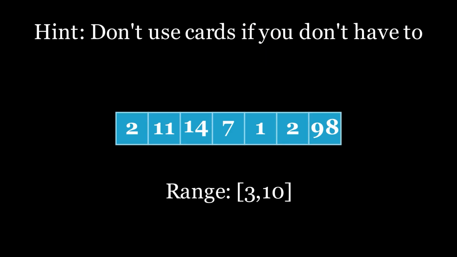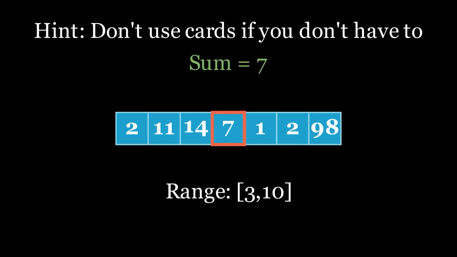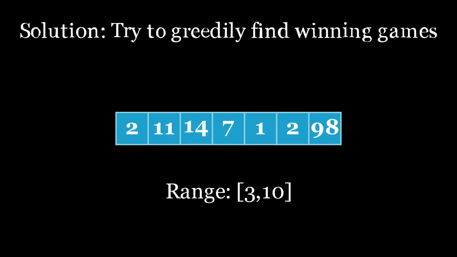Our hint is to not use cards when they're not needed. For example, when 7 is the top card, we can take 3 cards which have a sum of 10. However, if we only select the top card, we are still in the range, and in our next game we select the top 2 cards and get a sum of 3. So this way we won 2 games using those 3 cards instead of 1.